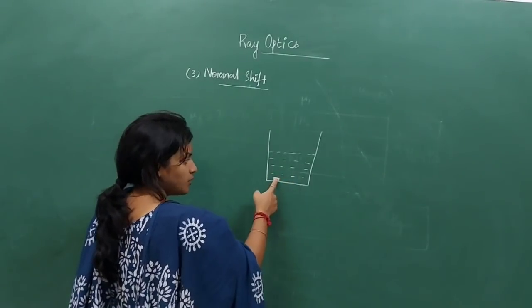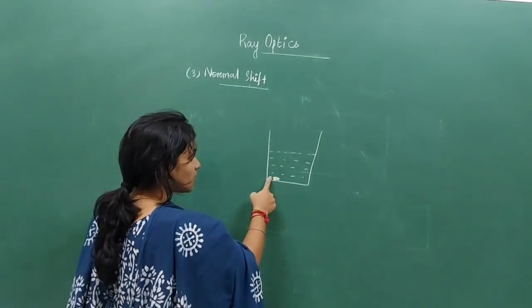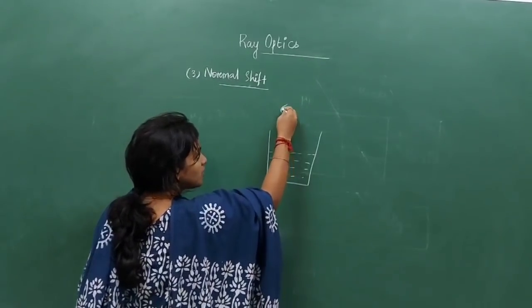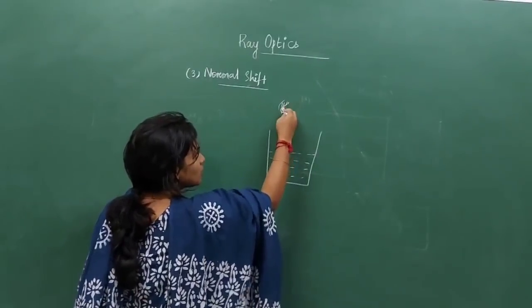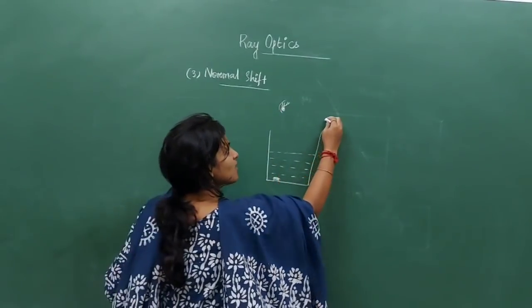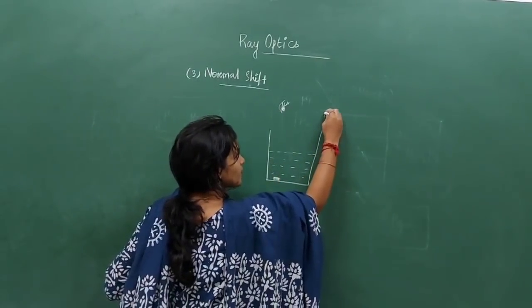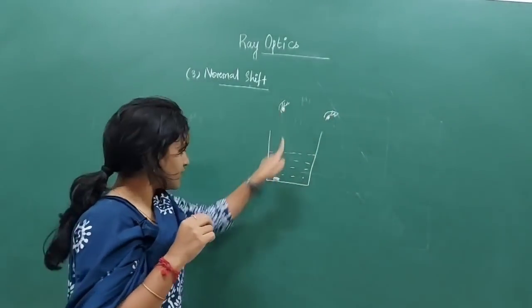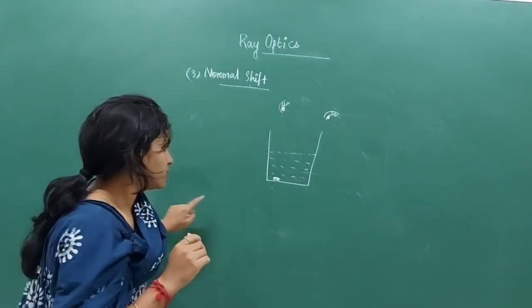the coin is in a denser medium, and an observer is observing this coin perpendicular to this, and another observer is looking making some angle like this. So both observers will see the coin differently. How?